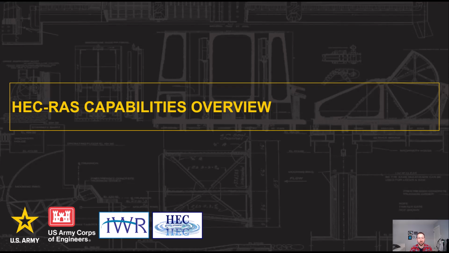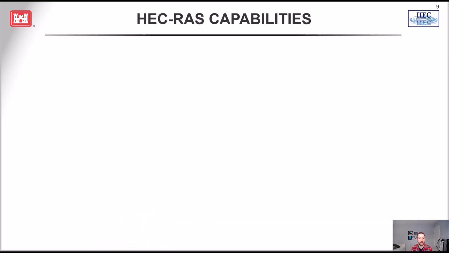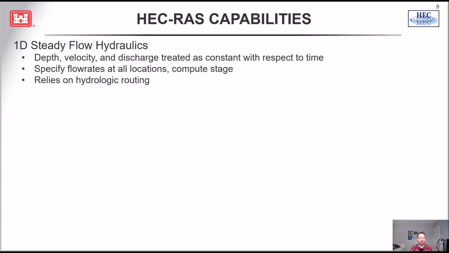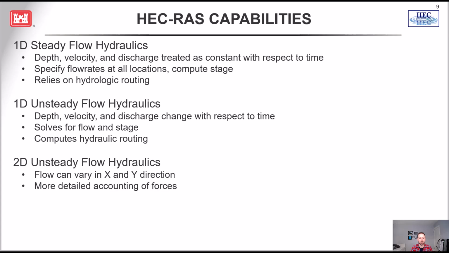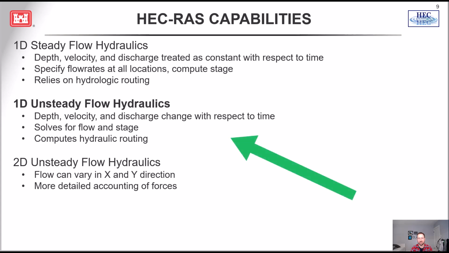Now let's quickly review some capabilities of HEC-RAS. There are 3 main categories of HEC-RAS models: one-dimensional steady flow hydraulics, one-dimensional unsteady flow hydraulics, and two-dimensional unsteady flow hydraulics. Each category has its upsides and downsides when it comes to real-time forecasting. In general, the most common type of model you will encounter when running a real-time forecast in SWIMS is the one-dimensional unsteady flow hydraulics.